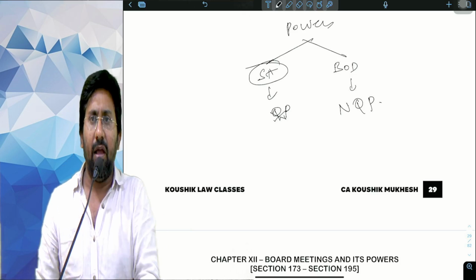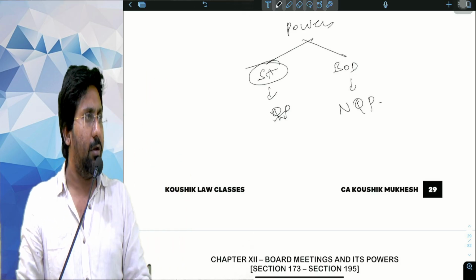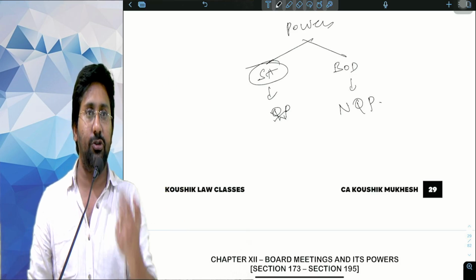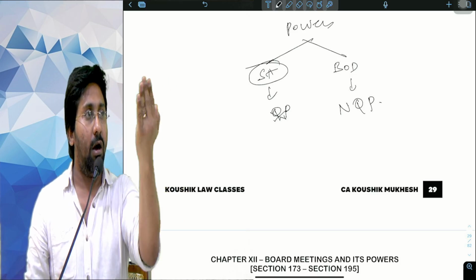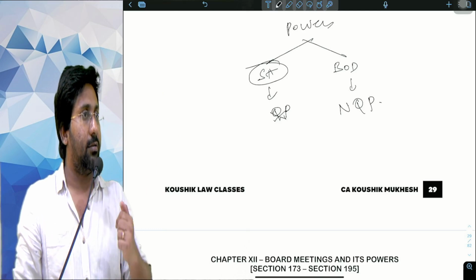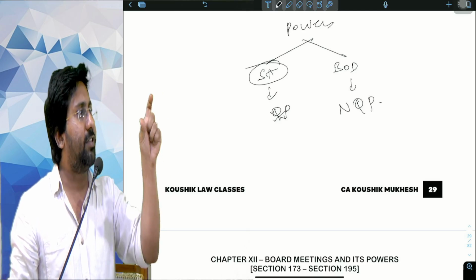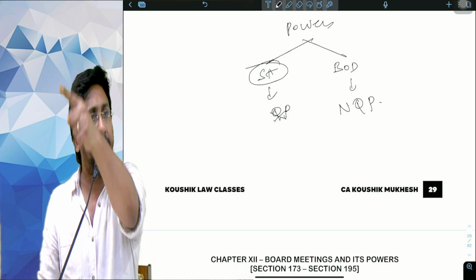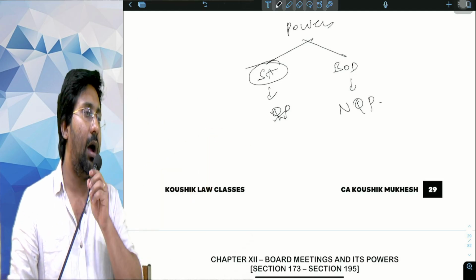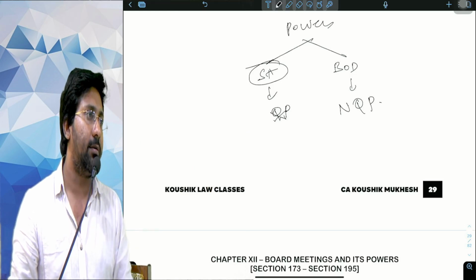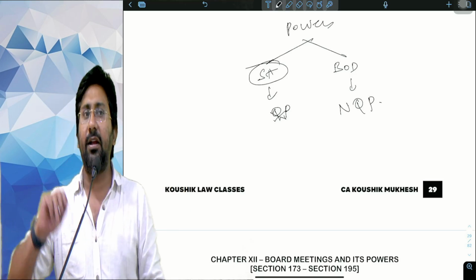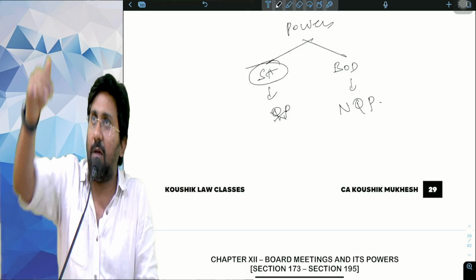Simply, wherever in the Companies Act you find the word members, shareholders, special resolution, by a resolution, ordinary resolution, general meeting, any of these words comes inside the Companies Act in any section, those are all the powers of whom? Answer, those are all powers of whom? Those are all shareholders' powers. Separately, there is no section saying these are all powers of shareholders.